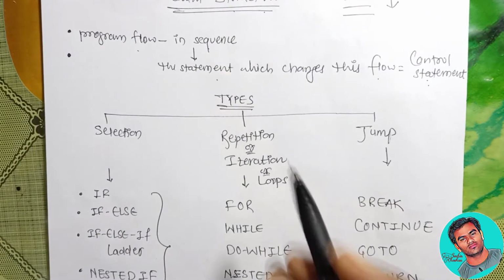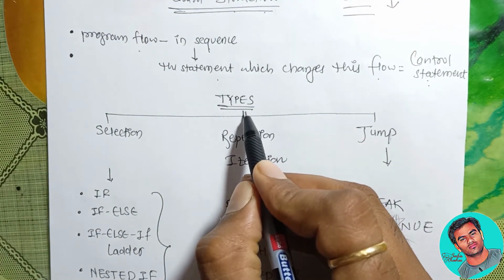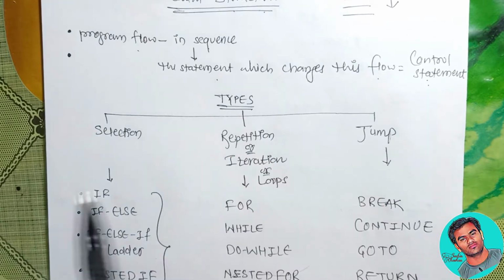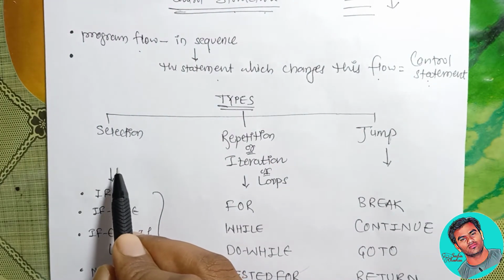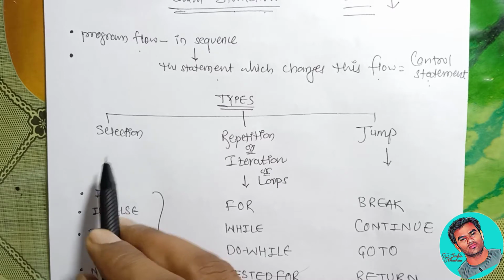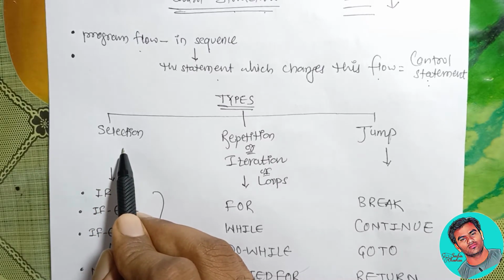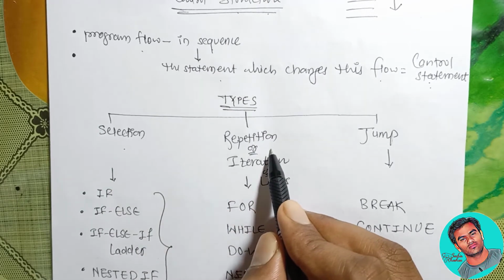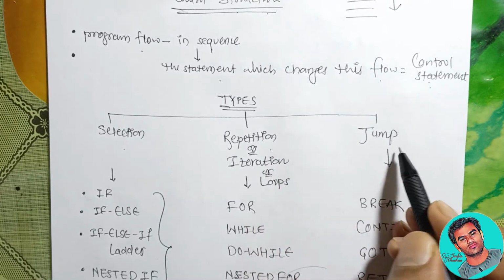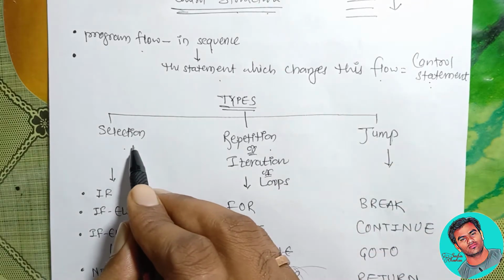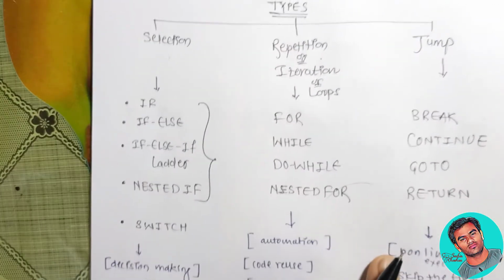Okay, now what are the different types of C control structures? There are actually three types of control structures available in C. The first one is the selection control structure or selection control statement. The second one is repetition control statements, and the third one is jump control statements. Now we are going to see first what selection consists of.